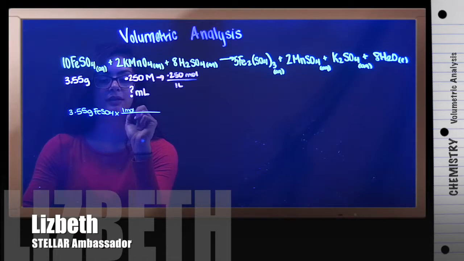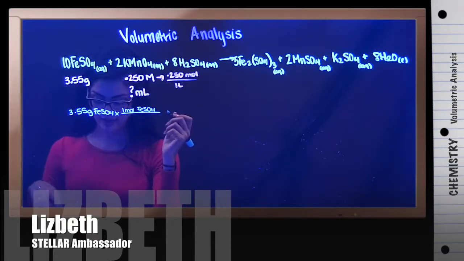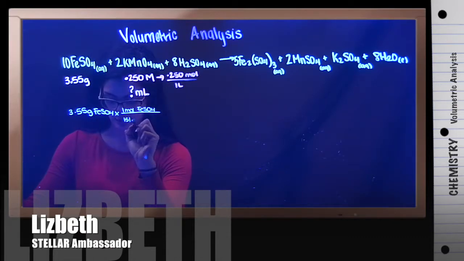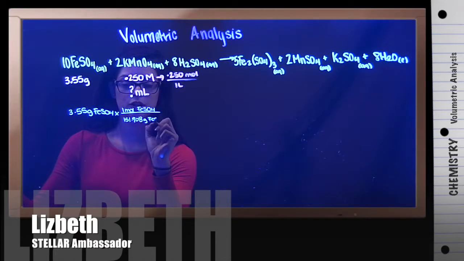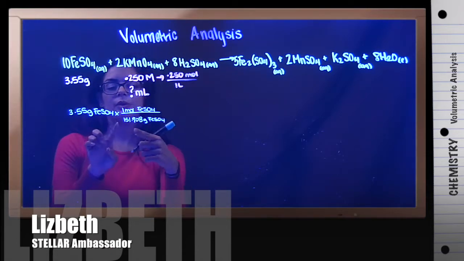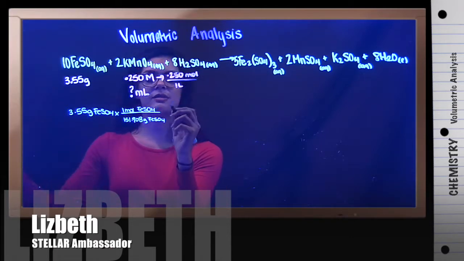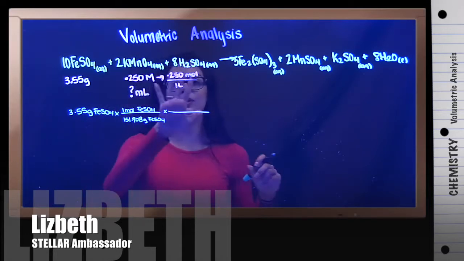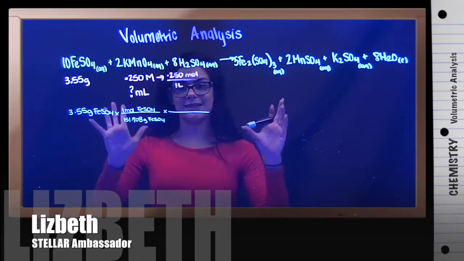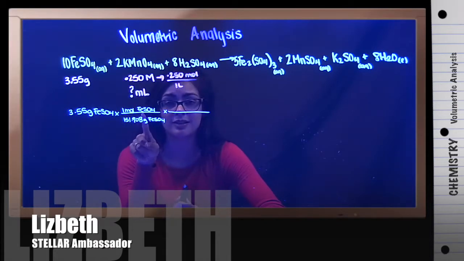So 1 mole on the top, and the molar mass for iron(II) sulfate was found to be 151.908 grams of iron(II) sulfate. I got this number just by adding 1 iron, 1 sulfur, and 4 oxygens, okay? Now, sometimes we just want to go ahead and use this, convert to liters, and that's it, right? However, this belongs to potassium permanganate, and this belongs to iron(II) sulfate.